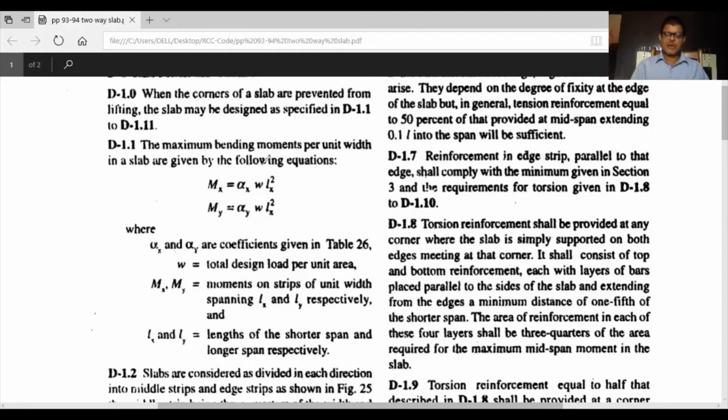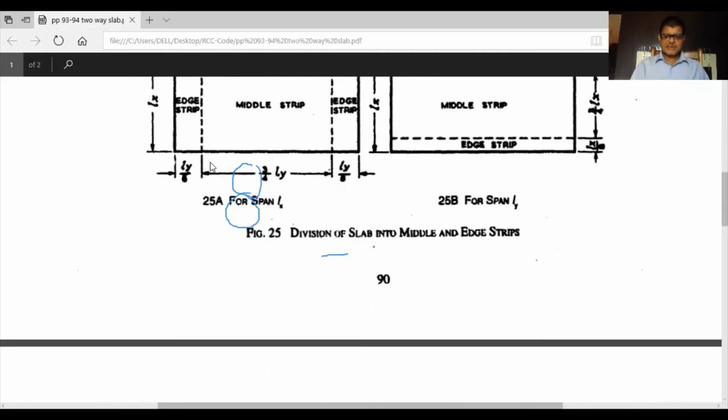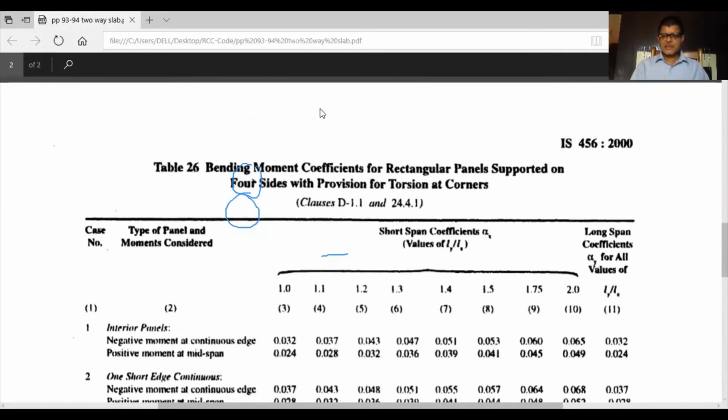So the moments can be obtained directly here by taking the coefficients alpha x and alpha y. So how to take alpha x, alpha y, you will see in Table number 26. So let us go to Table number 26. Next page, go to Table 26. What does Table 26 say?